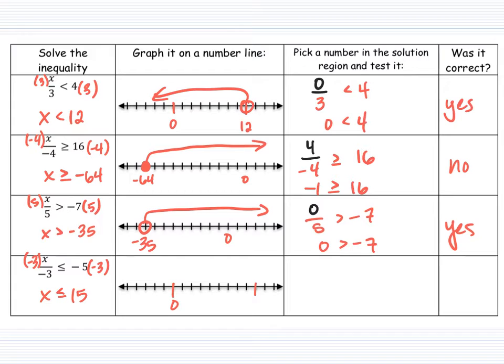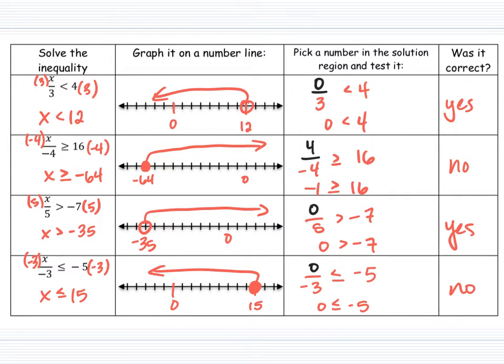Got 0, got 15. Closed circle at 15. Shaded to the left. I'm going to go ahead and use 0 again. 0 divided by negative 3 is less than or equal to negative 5. 0 is not less than or equal to negative 5, so that one did not work.